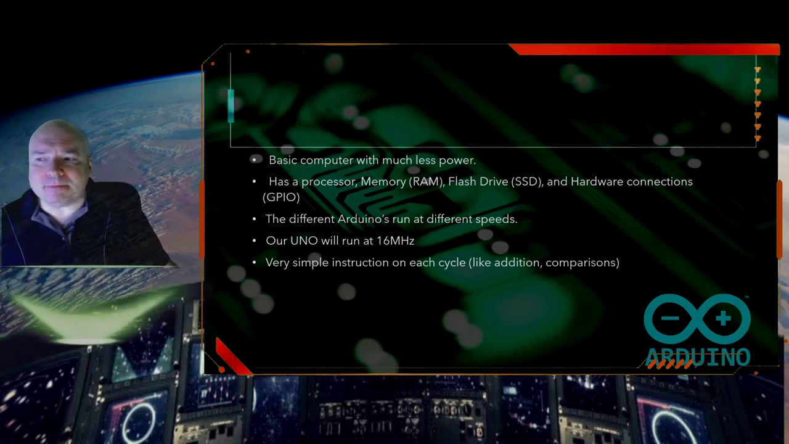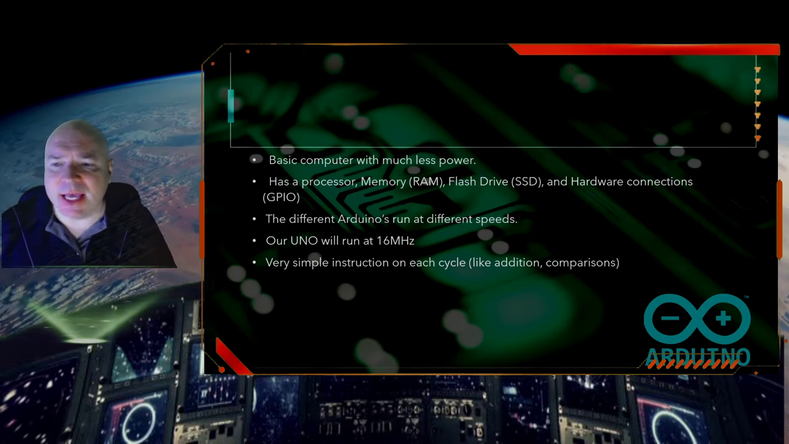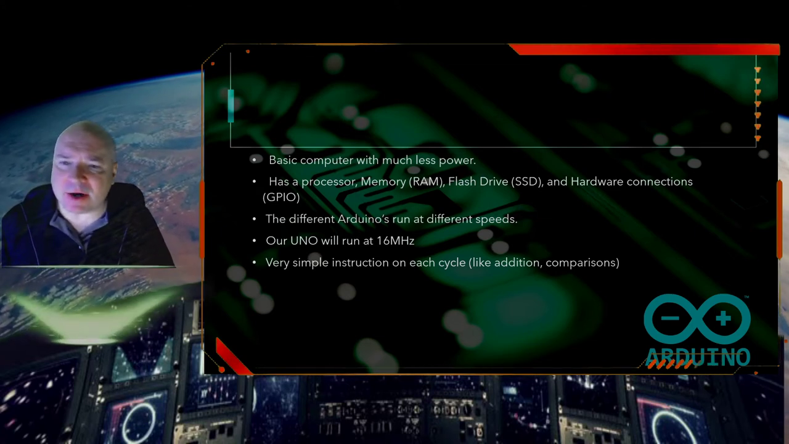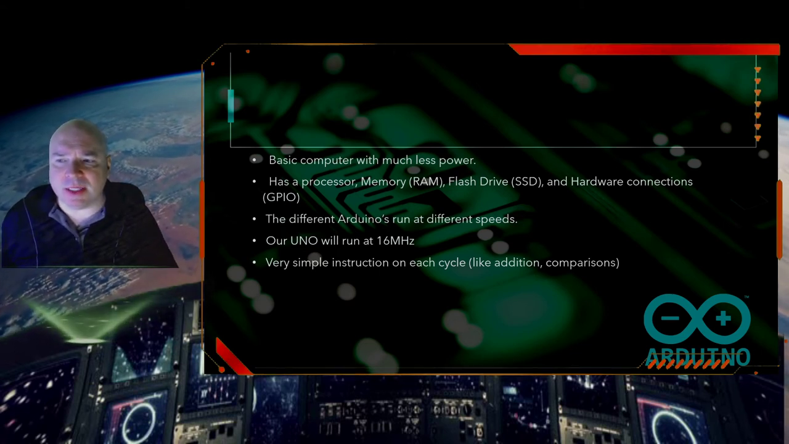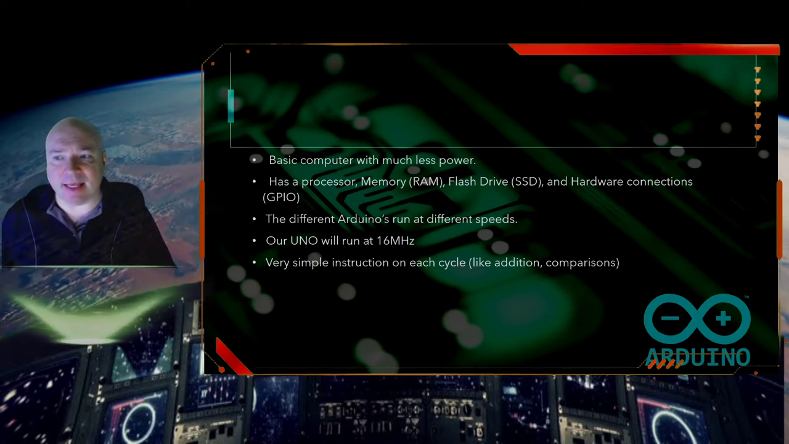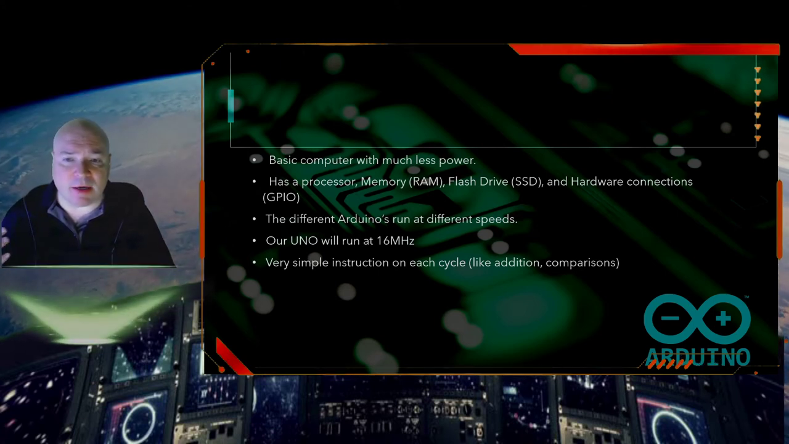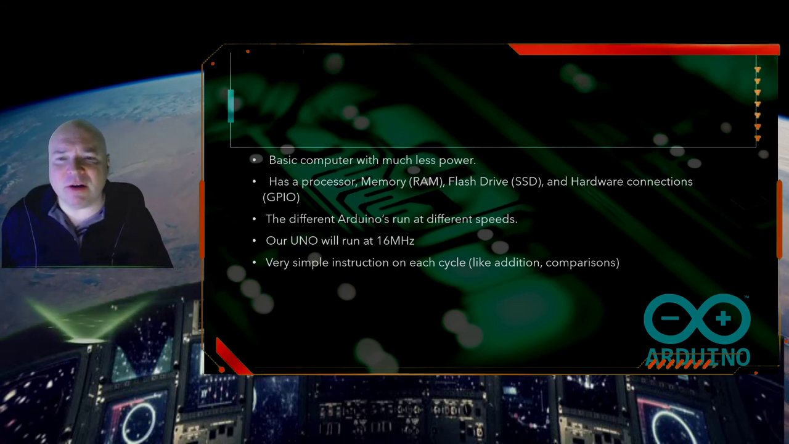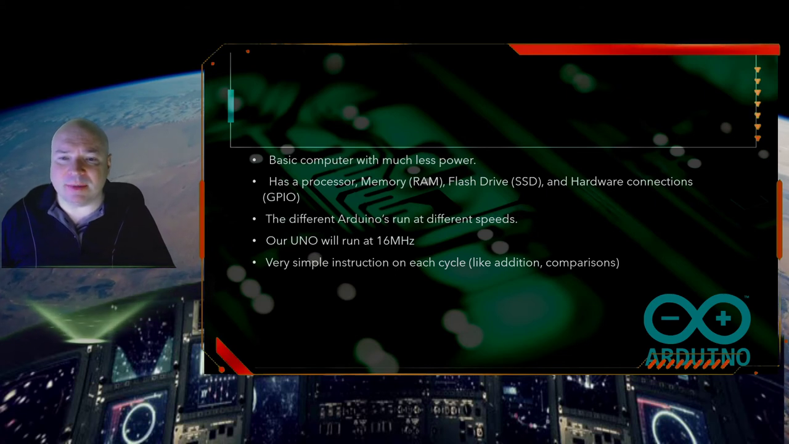So what can we do in each of these cycles? Well, it's a very simple instruction, like an addition or some type of comparison. We're not talking about a very complicated structure, but when you put all of those little instructions together, you can start doing some very complicated things. So in your computer, you can run things like operating systems and word processors. But in an Arduino, because we can run a much fewer number of instructions per cycle, we need to make sure that we are running something a lot simpler.